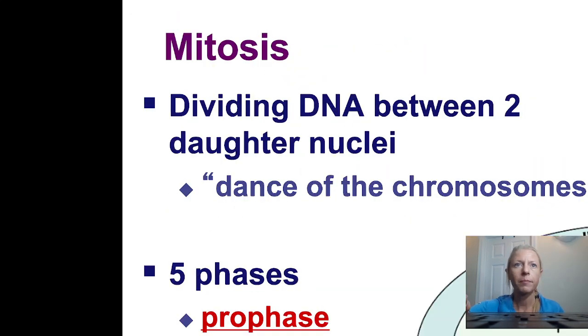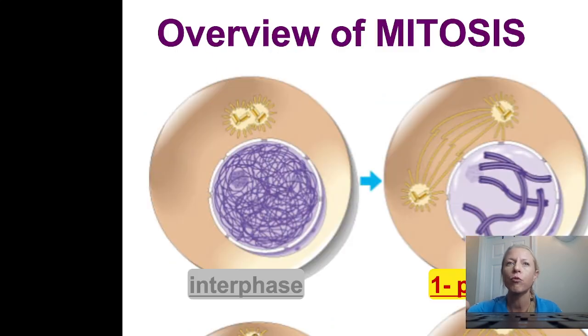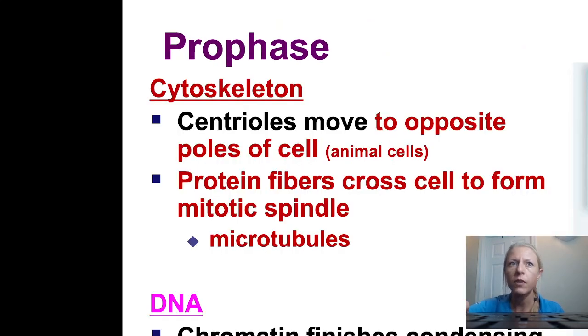We're going to focus more on the 4 main phases. We're not going to focus as much on pro-metaphase. You need to know the different steps of what happens in each phase of mitosis. So in prophase, we have our centrioles moving to the opposite poles of the cell. We have our DNA condensing.